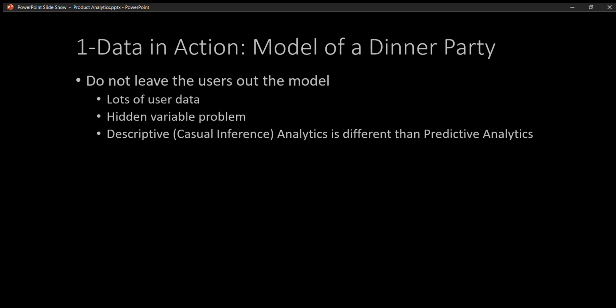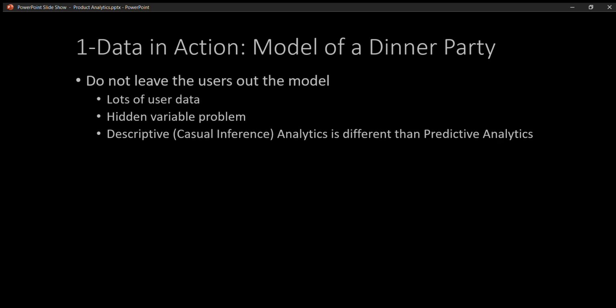And also, when we do this analysis using lots of user data, we face a problem, most of the time, called the hidden variable problem. So what do we mean by hidden variable problem? It means that when we do the analysis using this user data, we forget the user.